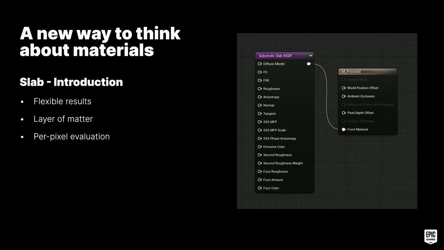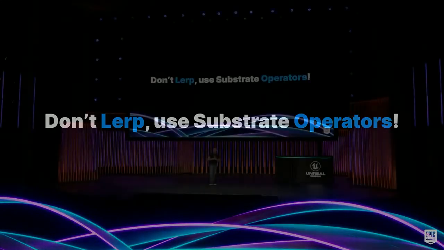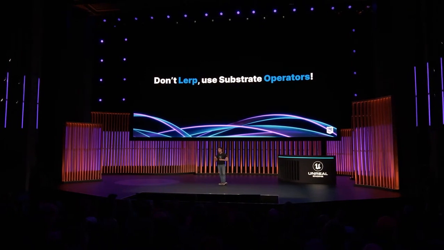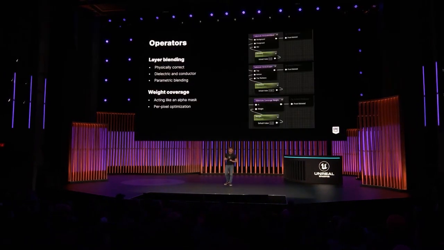You can compare this topology of the system to a G-buffer, for example. This adaptive storage enables per-pixel topology and features scalability that provides a range of optimization without sacrificing quality. This is one of the key elements of Substrate. Don't lerp anymore, just use Substrate operators.